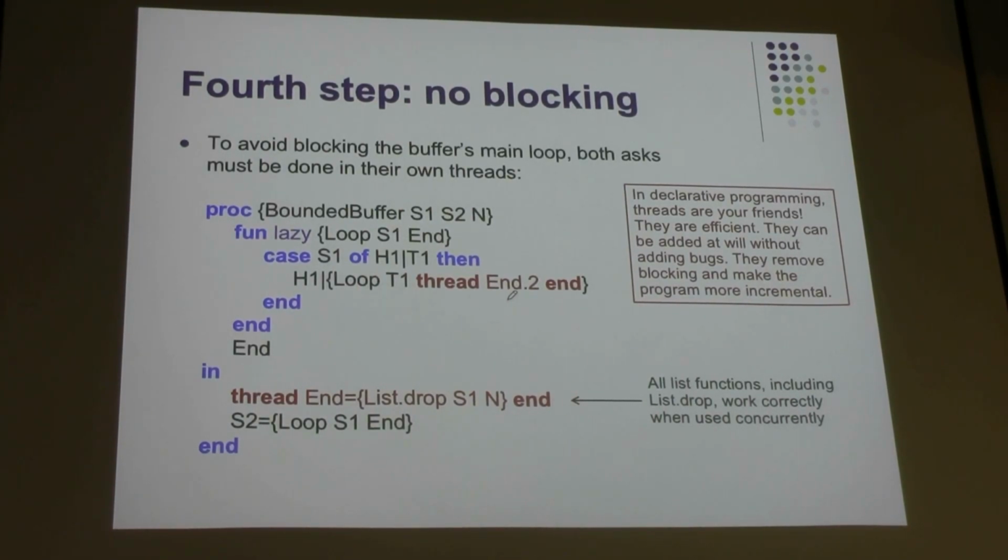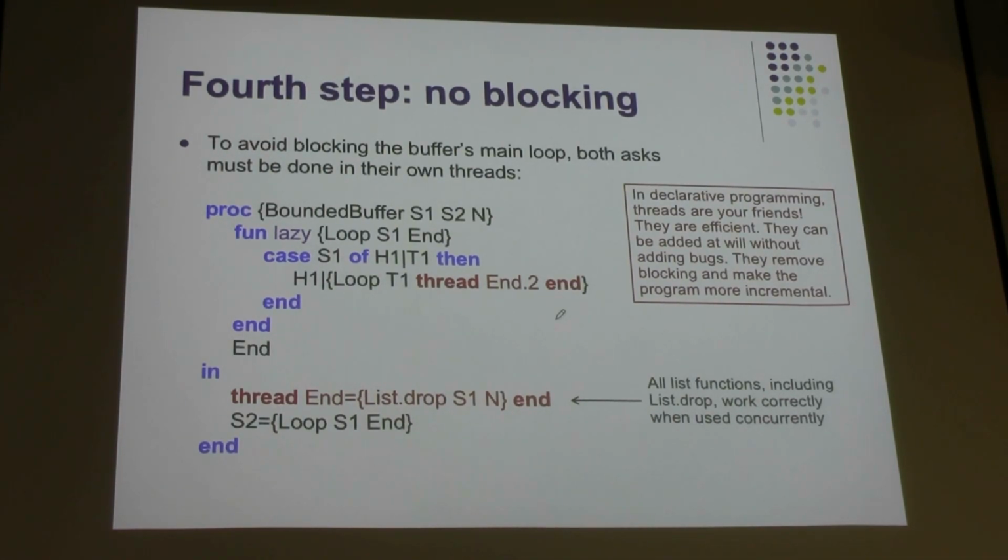Well, we don't want this recursive call to loop to block. So we will put the end.to in its own thread again. So the recursive loop will just keep rolling, okay? And this one, the end.to, will force the producer to make a new element, okay? Maybe the producer is very slow. Takes a long time to produce this new element, okay? That's okay. It will wait in its own thread. It will not block anything, okay? And no bugs are introduced.